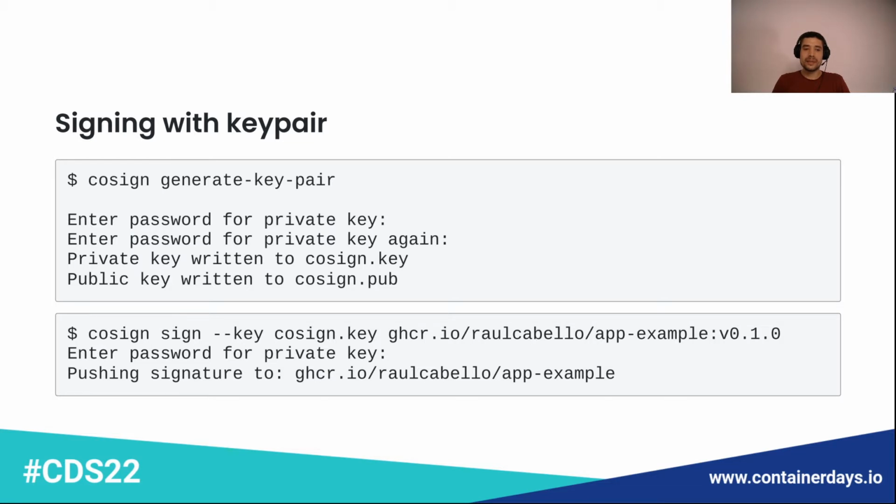That's very important. If someone gets access to them, then they can sign on our behalf. And then for the actual signature, we just need to pass the private key and the name of the container, and that's it. And as you can see here, it's pushing the signature to the OCI registry. So the signature is stored in the OCI registry.